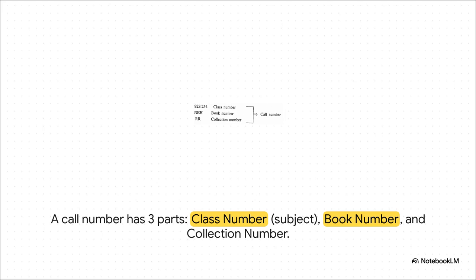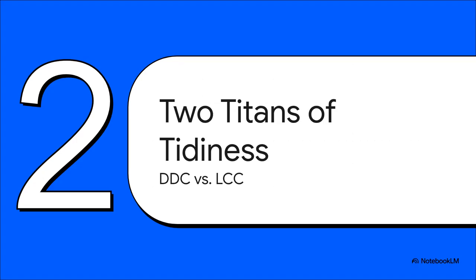Now, for over a century, the world of library classification has been pretty much dominated by two major systems. You can think of them as two titans of tidiness, each with a completely different backstory and a different philosophy for organizing the world's knowledge.